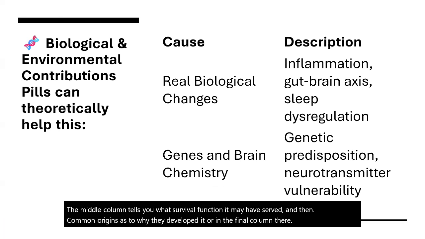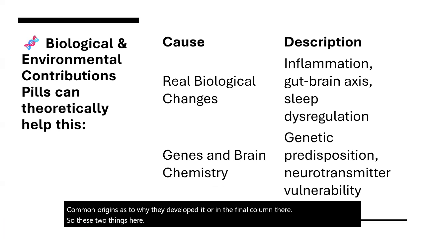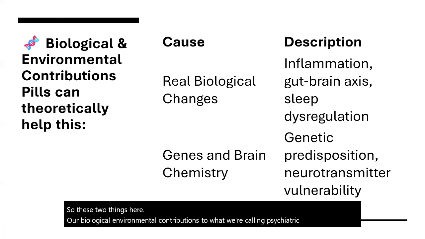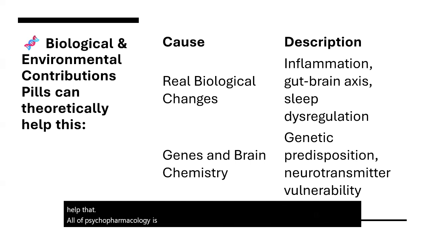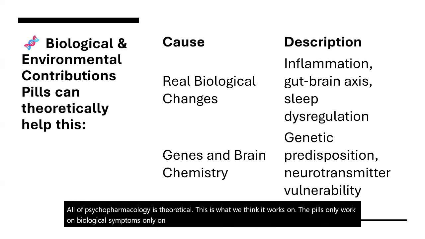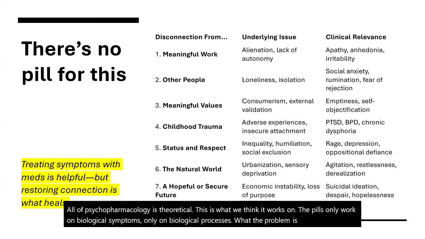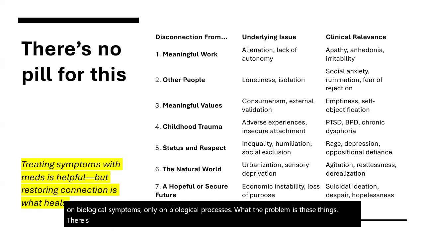So these two things here are biological and environmental contributions to what we're calling psychiatric disorders. Pills can theoretically help these things. Inflammation, gut-brain axis, sleep dysregulation. Pills can help that. All of psychopharmacology is theoretical. This is what we think it works on. The pills only work on biological symptoms, only on biological processes. What the problem is these things. There's no pill for this.